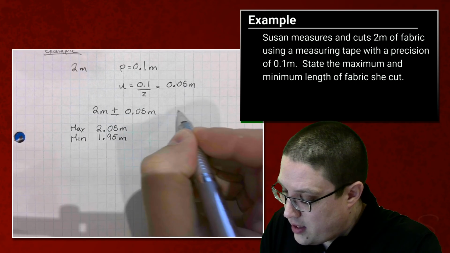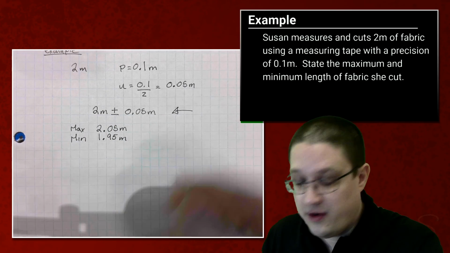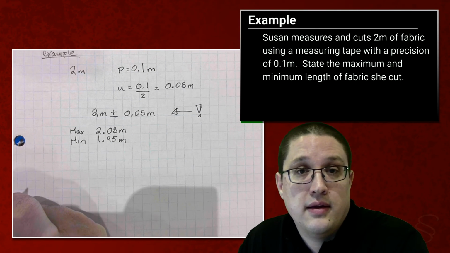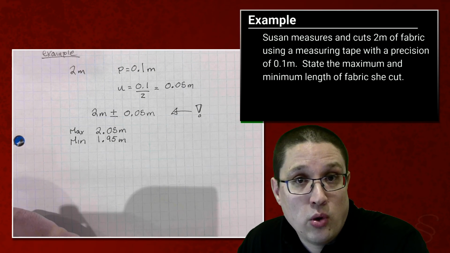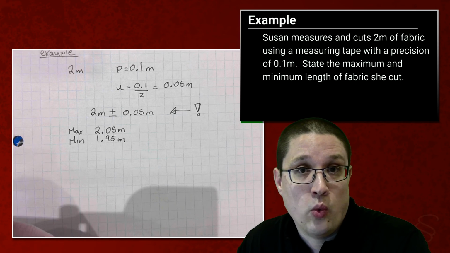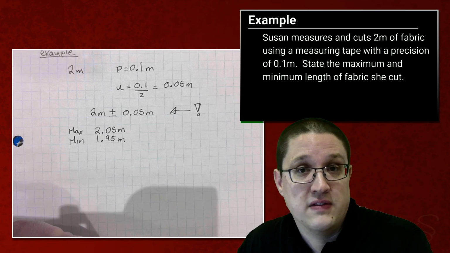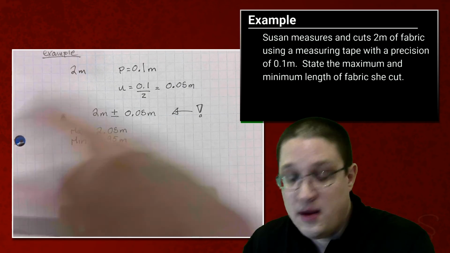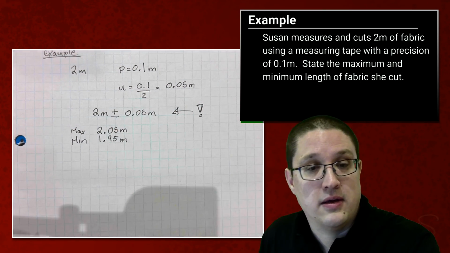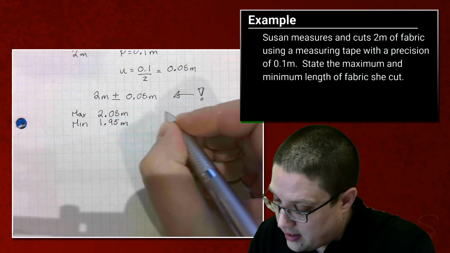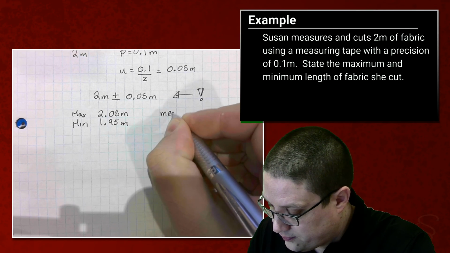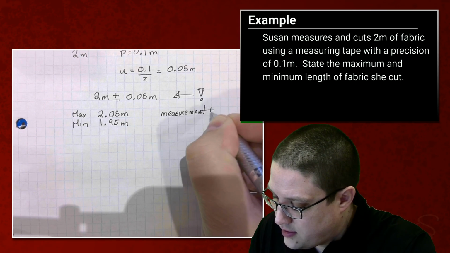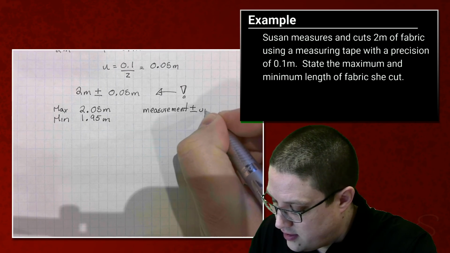This plus minus form here is very important. Put a nice big exclamation point beside that. This plus minus form here is important because this writes it out in a way that's easy to read. This gives us our measurement and it tells us how far we might be off. But notice this is the uncertainty. So if I were to write that in words, I could say this is the measurement plus or minus the uncertainty.